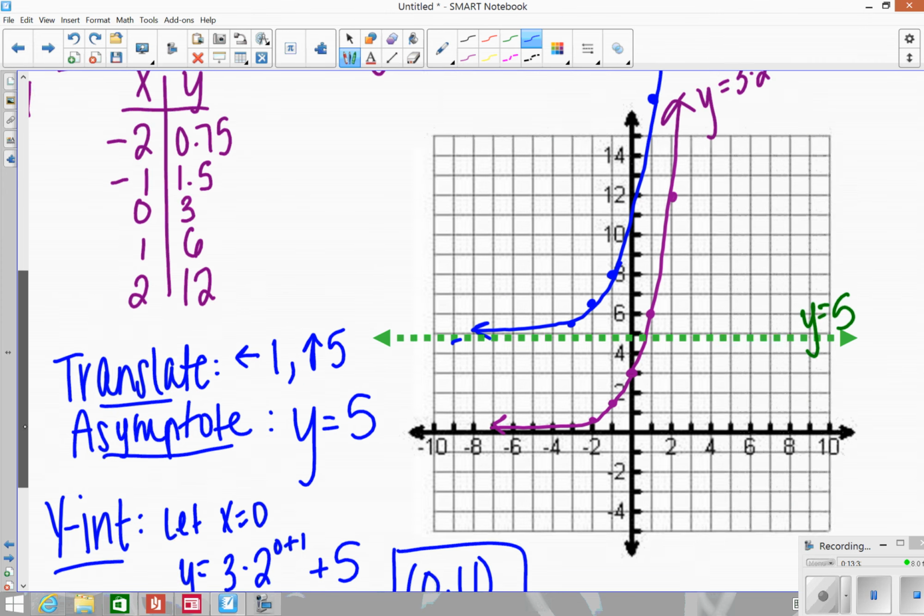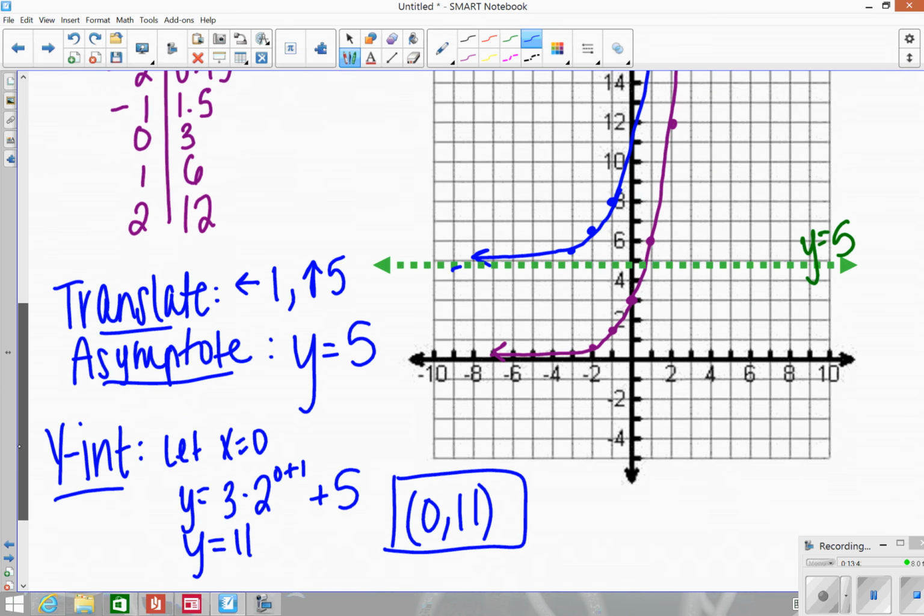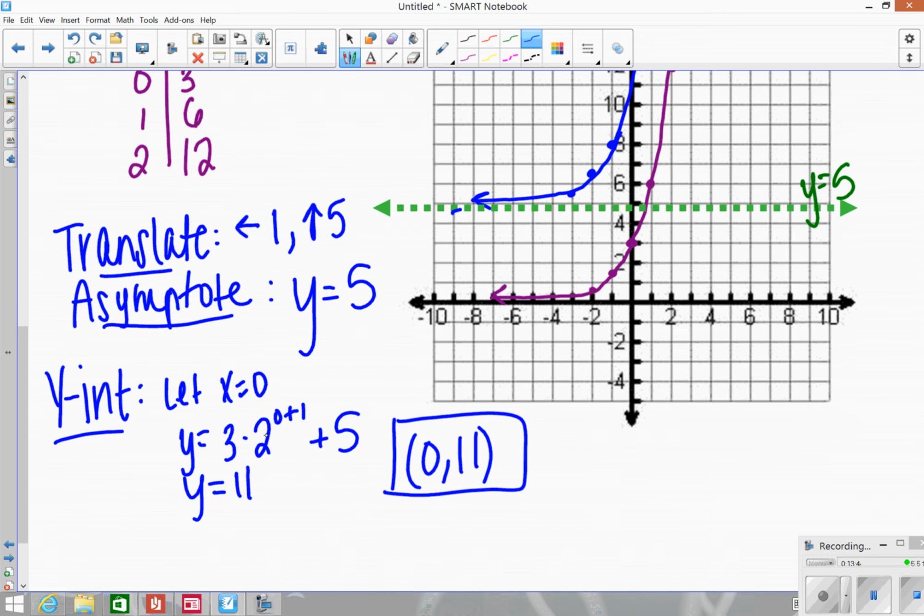Now, for these other parent functions, the y-intercept's always that initial value, which is always that a value. But since this has a shift on it, that's why it changes. So you can't just use 3 as the initial value. You actually have to plug in 0. So just plug in 0 for x, and that'll get you the y-intercept.